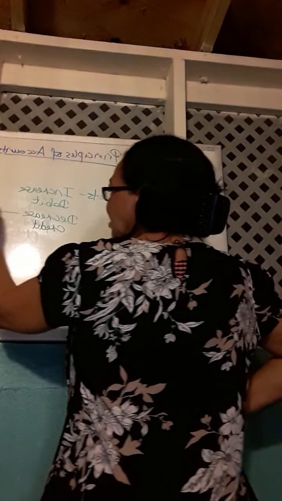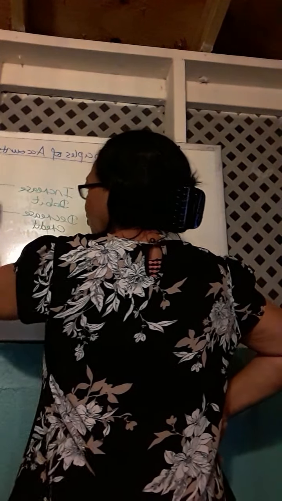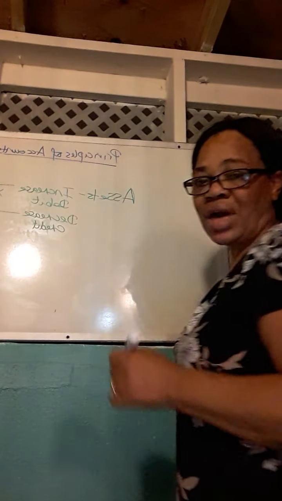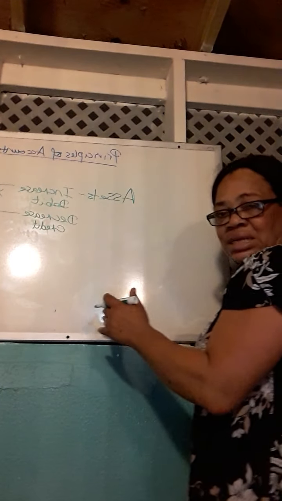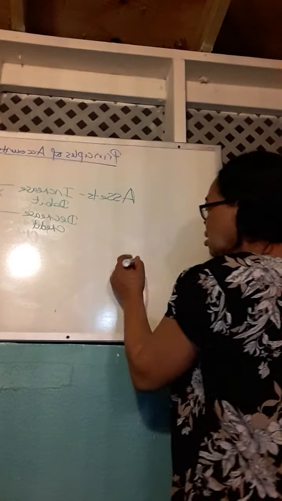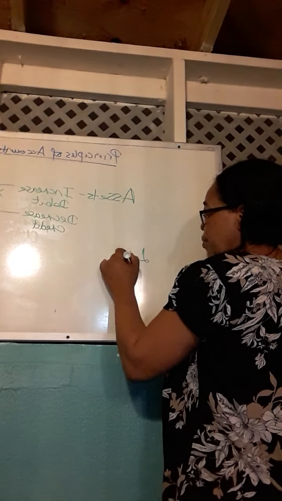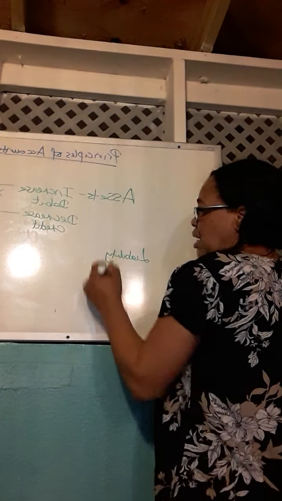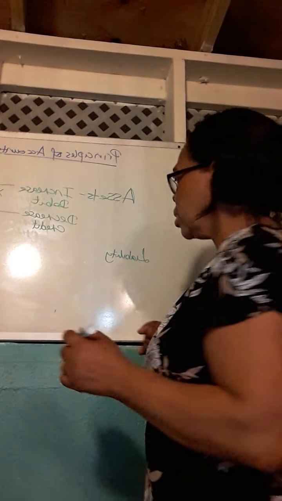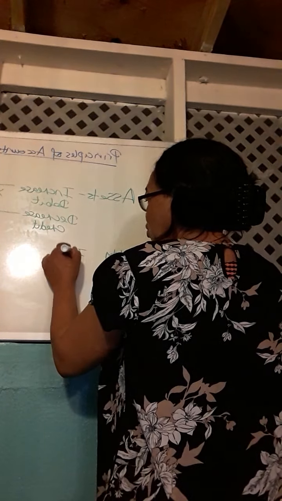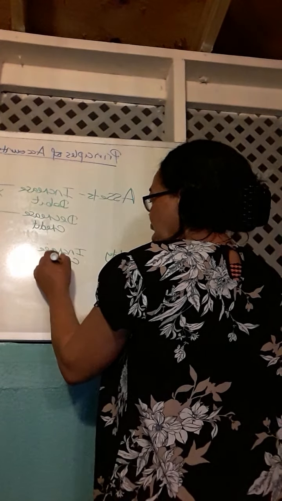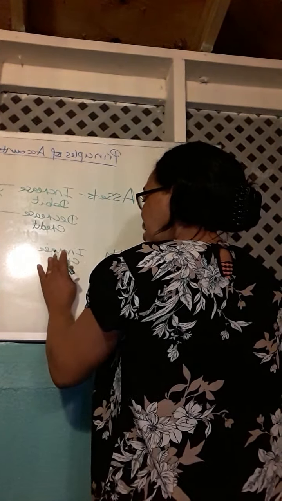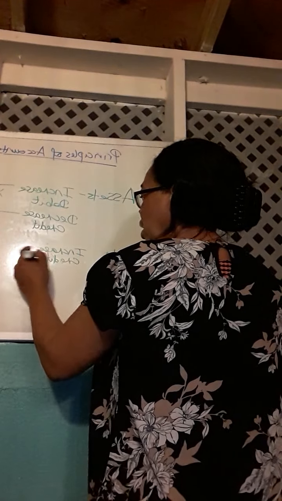Okay, so if my asset decreases, it will fall on this side. If my asset increases, it will fall on that side. Increase in asset, debit. Decrease in asset, credit. Okay, now let's go to liability. And liability is anything that I owe. And so if there's an increase in liability, it is going to be a credit. Increase in liability is going to be a credit entry.